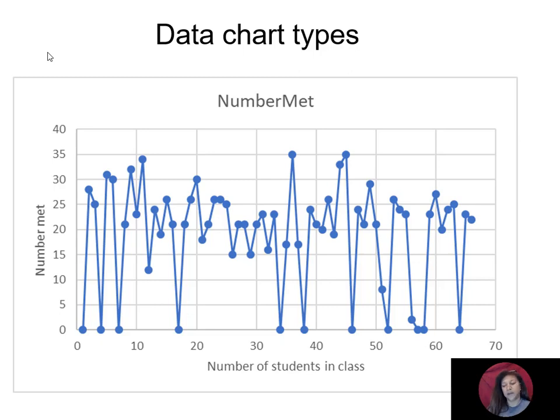We ran the experiment, looked at all the variables, figured them all out, ran the experiment, and here's the data. Here on the y-axis, we have the number of students met, and here on the x, we have the number of students in class. You can see that each student actually had their own data point as to the number of students that they met. This is a very interesting graph. This is one way to actually plot your data.